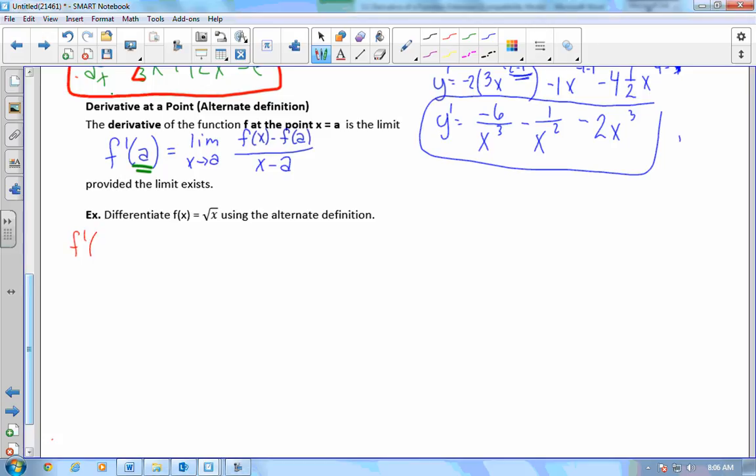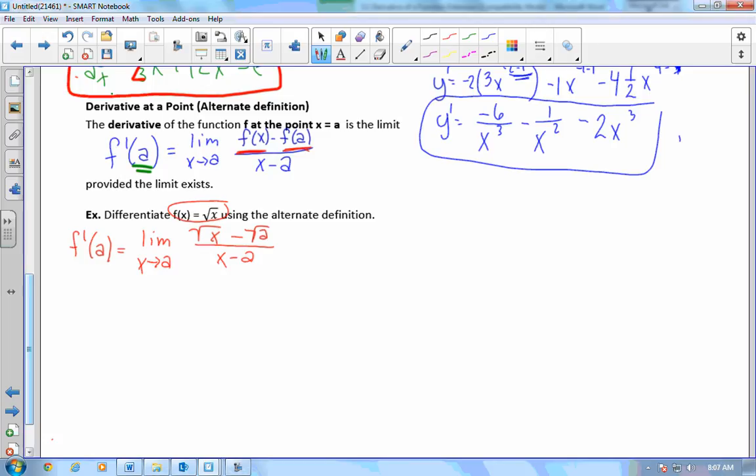To find f prime of a, we're going to take the limit as x approaches a. This is like the average rate of change, longhand, of f of x, so we keep anything inside as an x, minus, what would be next? It says f of a, so how would I write this function in terms of a? Square root of a over x minus a.